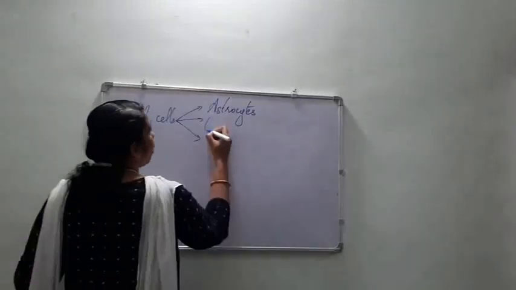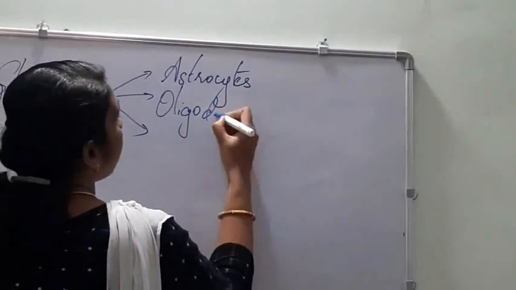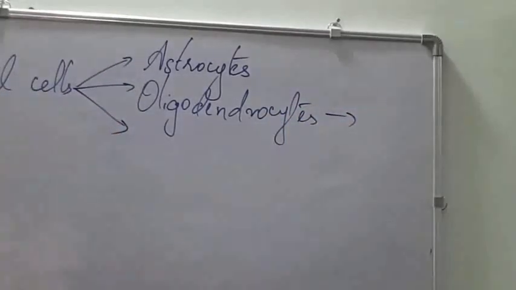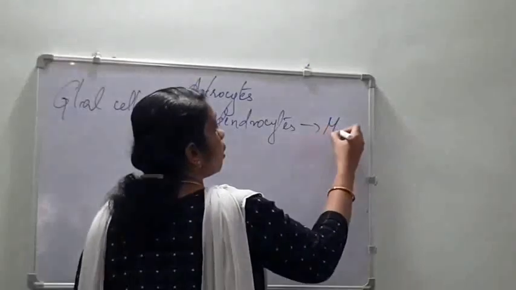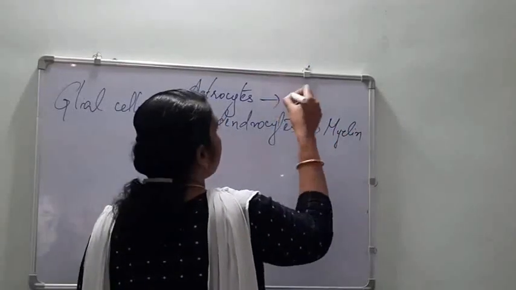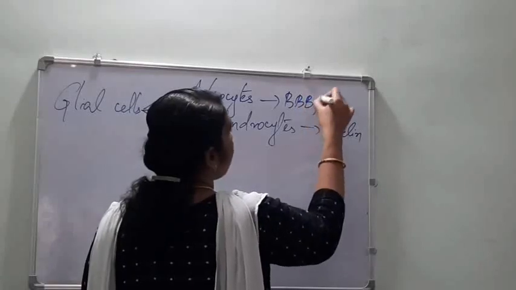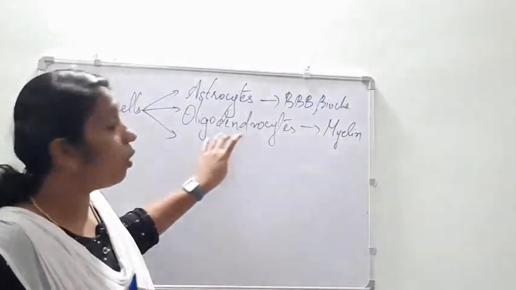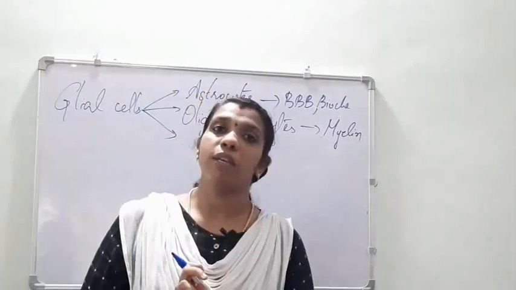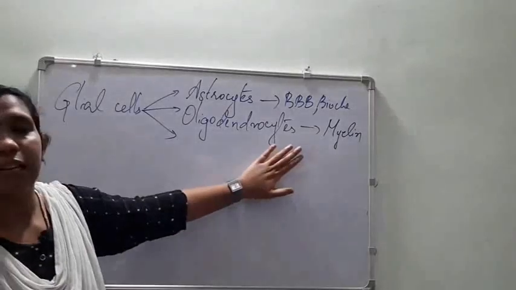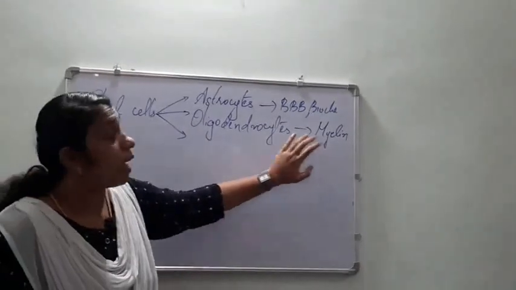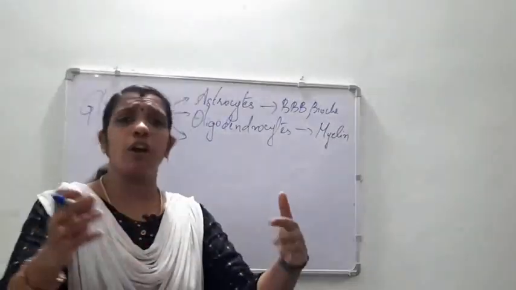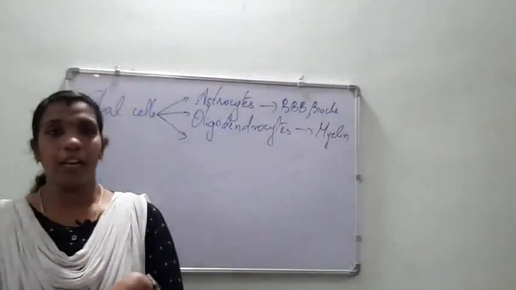Next is known as oligodendrocytes. This oligodendrocyte is responsible for the formation of the myelin sheath in the central nervous system. In the peripheral nerves, this myelin sheath is formed by Schwann cells. You understand? Schwann cells are a modified form of oligodendrocyte, present in the peripheral nerves.